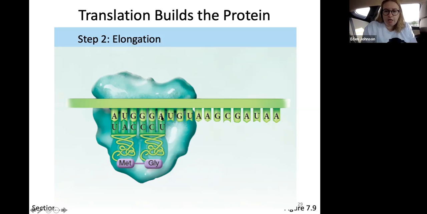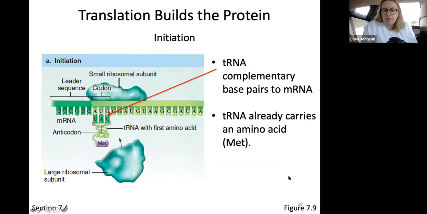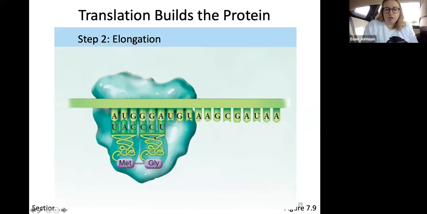Okay, so GGA, let's go look at this for a second. GGA is right here. It encodes glycine. So look at that. It encodes glycine, your tRNA bound to your mRNA codon and is holding the exact amino acid that you need. Before the ribosome complex moves over again, you have to bind your amino acids together. This is the whole point because you're building a polypeptide. So then it's going to move over.